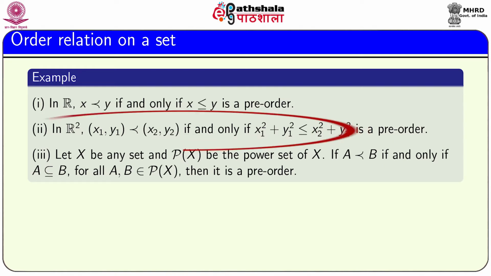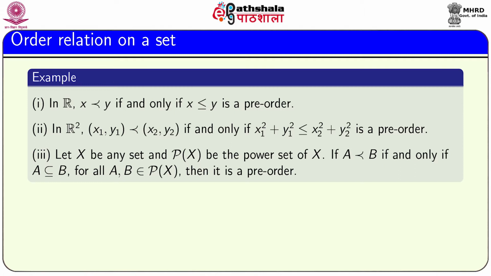Similarly, if we take the set as R2, then any two points in R2, like (x1, y1) and (x2, y2), are related by a pre-order ≺ if and only if x1² + y1² ≤ x2² + y2². It can be shown that this relation ≺ is both reflexive and transitive, so that it becomes a pre-order.